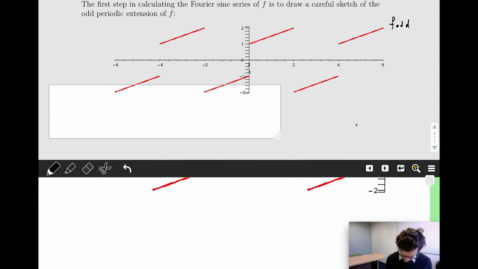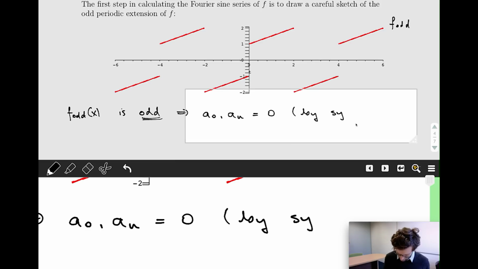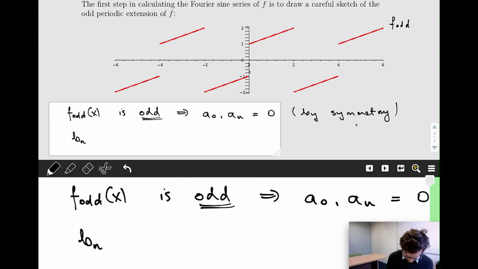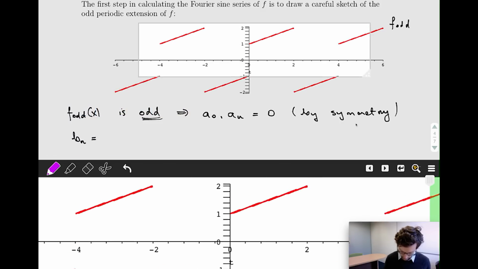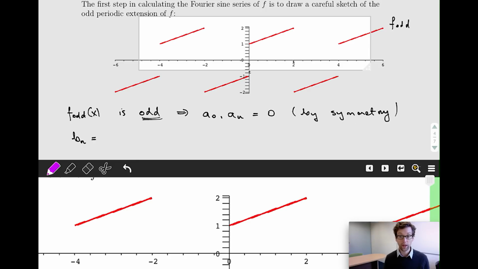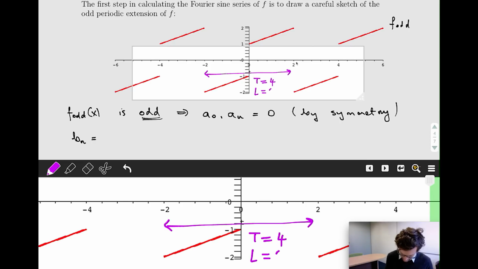And because f odd is odd, surprise, surprise, it means that all of the a0 and the an's will be equal to 0 by symmetry. So that leaves me with just bn. So we need to identify what the period of this function is. So we can see that the original function was defined between 0 and 2. When I doubled it in size to create an odd function, I created a periodic function with size 4. So T is equal to 4, which means that L, the half period, is equal to 2.